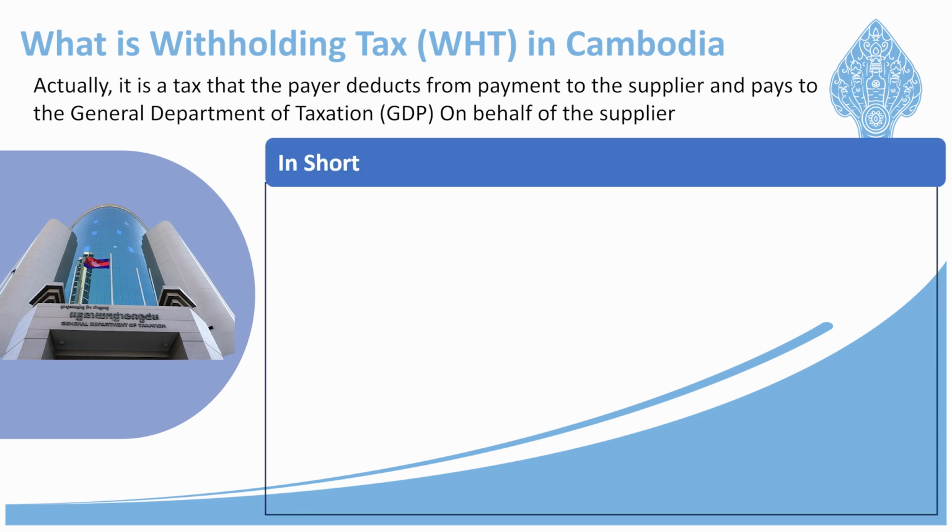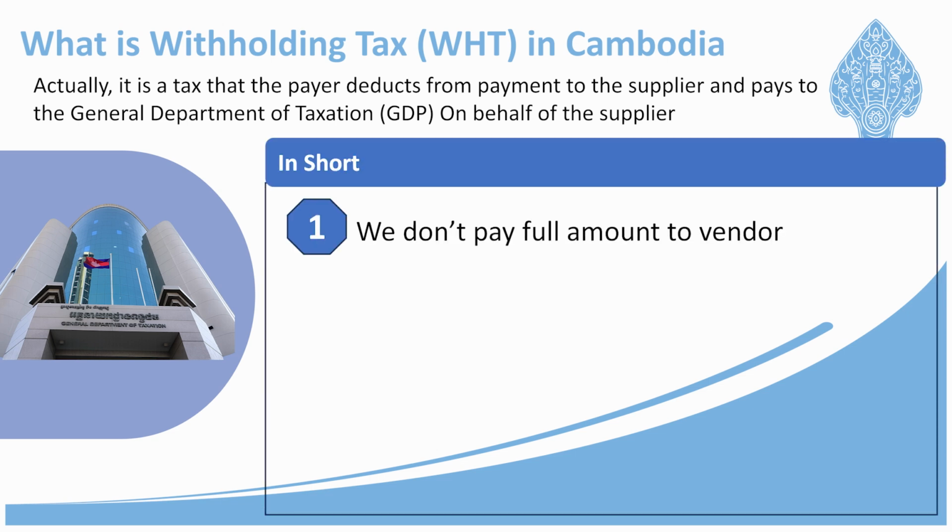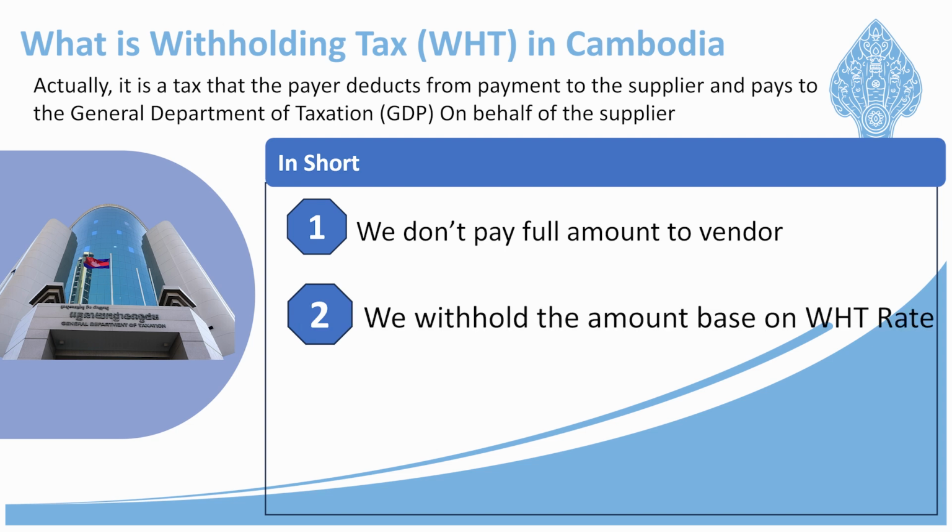In short, we don't pay the full amount to the vendor. We withhold the amount based on the withholding tax rate. And lastly, we declare the tax amount to the government. So this is how it works.